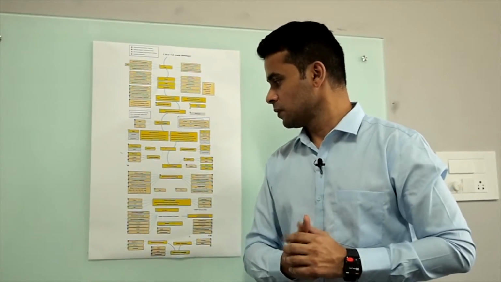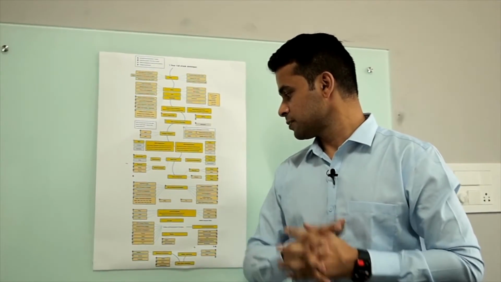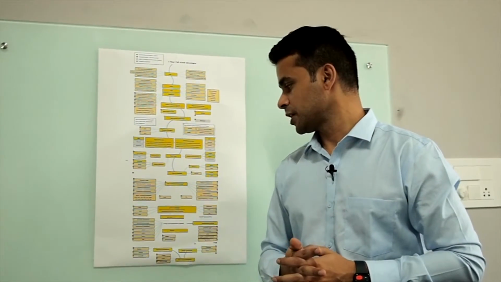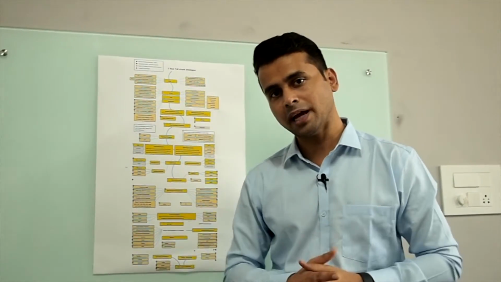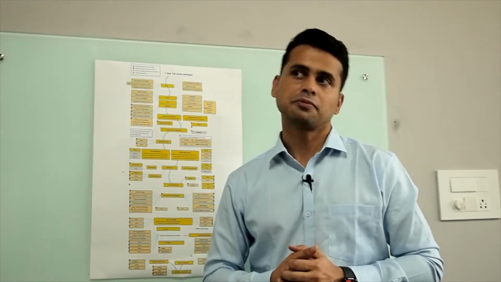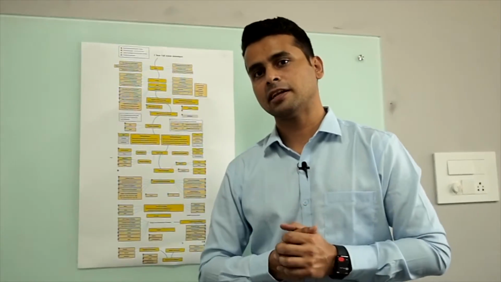You'd also understand a few OS and general concepts, like how exactly the terminal works, how exactly process management happens at a very base level, what are threads, what are concurrencies, and essential POSIX standards, then IO management, memory management. You'd also be picking up a new language, and that could be on the back end or on the front end. On the front end, you would probably be understanding TypeScript, or on the back end you will probably be taking up Java or Go or Rust or whatever is very relevant for the project that you're working on.